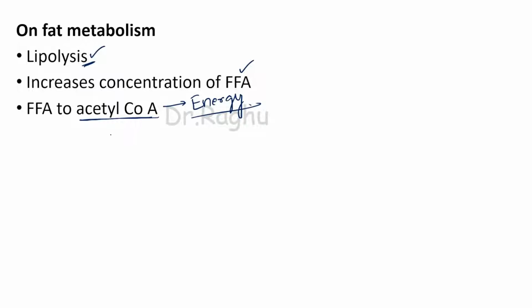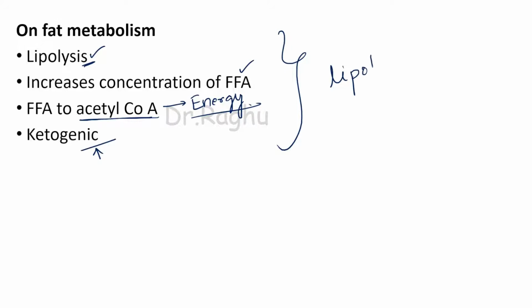Now, sometimes when there is a prolonged increase in the secretion of growth hormone, as happens in some abnormal conditions, this acetyl CoA can get converted into acetoacetic acid, and hence growth hormone is also said to be ketogenic. That is, it can induce ketosis. So, the underlying point to remember with regards to fat metabolism is that growth hormone is going to cause lipolysis, and it is going to increase the concentration of free fatty acid in the blood.